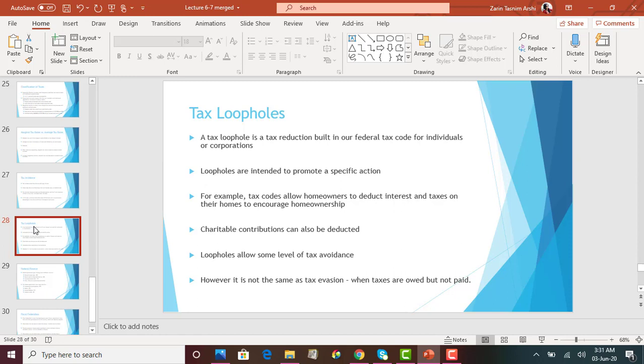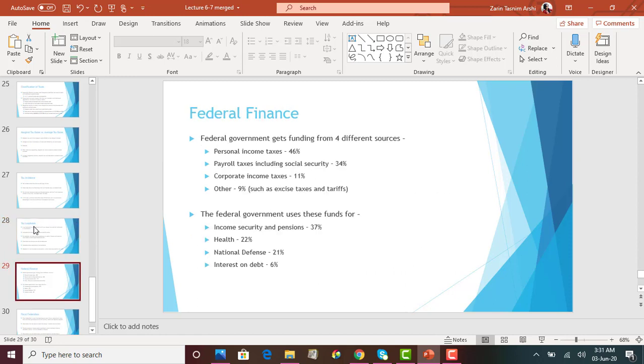Now, a tax loophole is legal. This is like a kind of incentive the government is providing us because we are paying less taxes. But tax evasion is completely different. That's when you owe taxes and you're not paying them, so that becomes illegal. So that's not the same as tax evasion. The name might sound weird, but a tax loophole is basically a mechanism that the federal government has provided us to take some tax deductions so we pay less taxes.